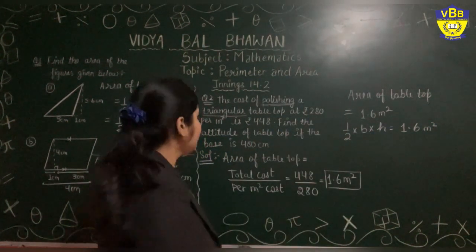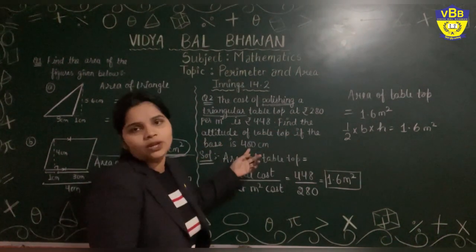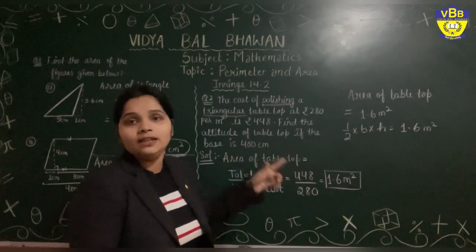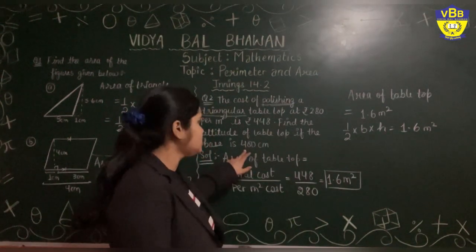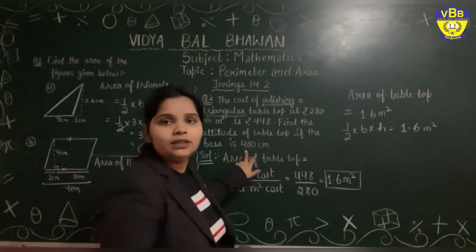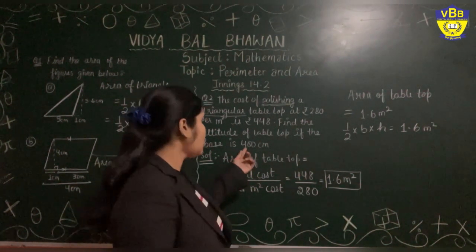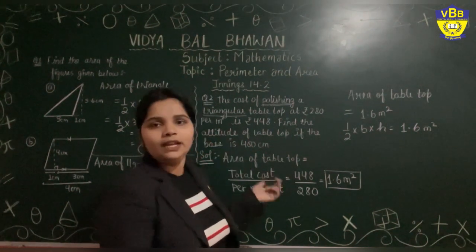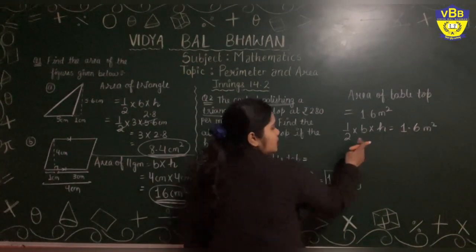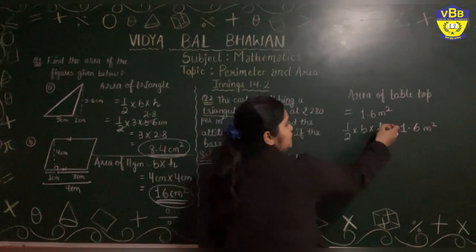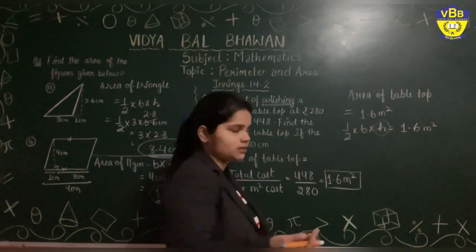Now the question says to find the altitude of the tabletop if the base is 400. We know the base is 400 centimeter and we have calculated the area in meter square. I will change the base from centimeter into meter. So 400 centimeter will be equal to 4 meter. Now the base is 4 meter, the height we need to find, and the area we have calculated by this formula. The area is a constant number, the base we know, and we need to find the altitude. We can find it by transposing the rest of the numbers.